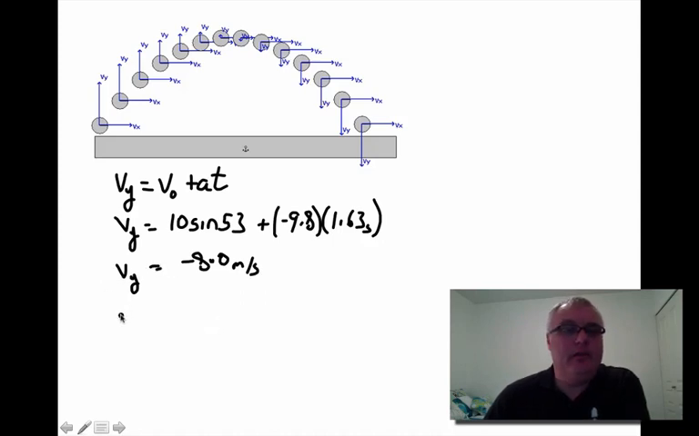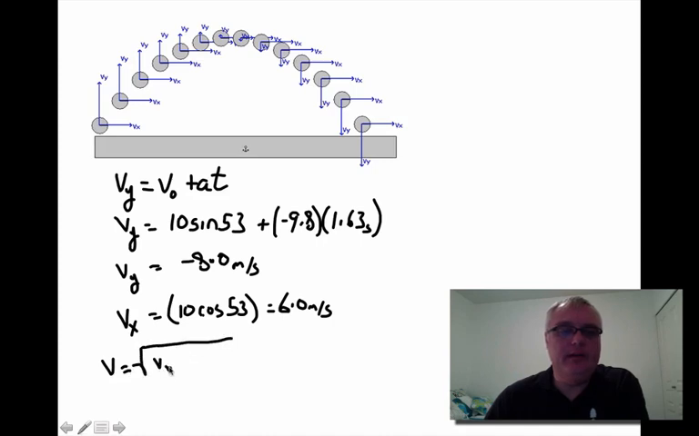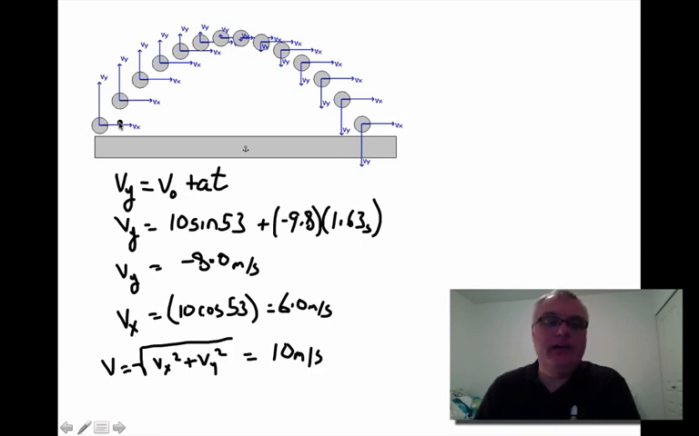And the x component is 10 times cosine of 53. And that works out to be 6 meters per second. So the final velocity, which will be the square root of those two components squared, when I square 8, I get 64 plus 36, that's 100. The square root of 100 is 10 meters per second, right? That's the same initial velocity that we had.